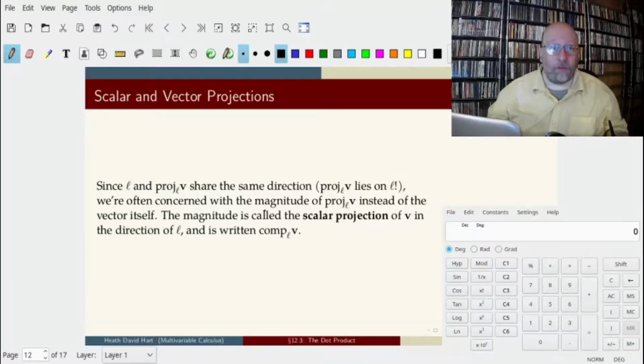And so sometimes we're just concerned with the magnitude of the projection. How long is the piece that's cut off? We just want to know how much length has been drawn here. If all we want to know is the magnitude, that's called the scalar projection. And it's written the same way, except instead of saying proj, we write COMP, which stands for component. We can call this the component of V projected onto L, or the component projection of V onto L, but that's where this term came from.